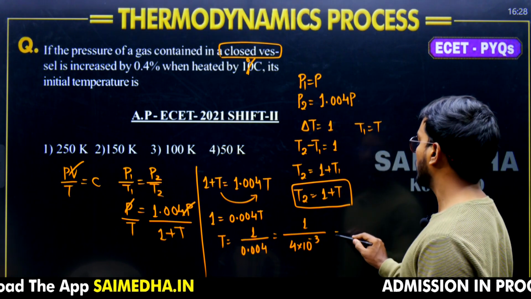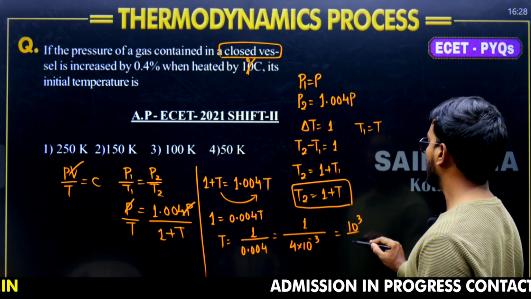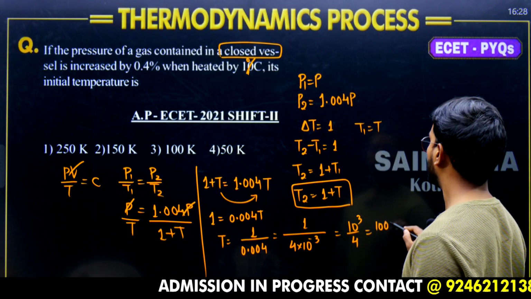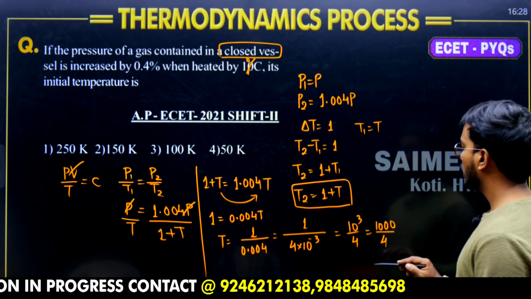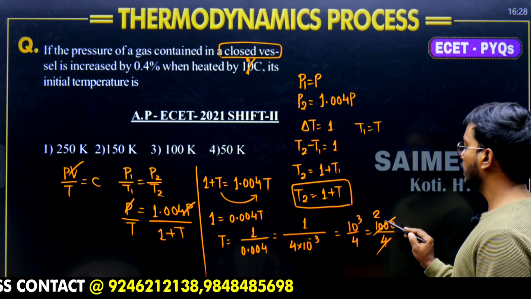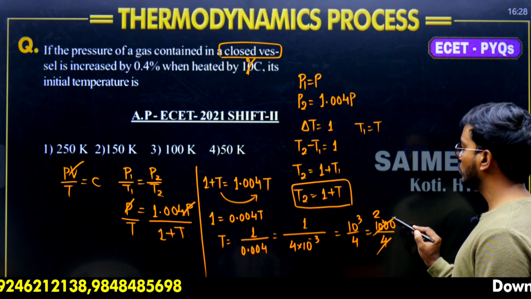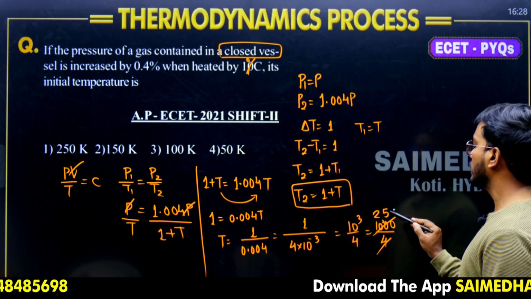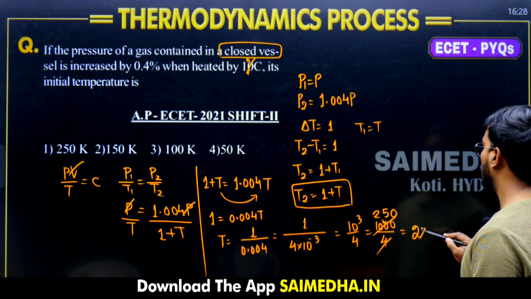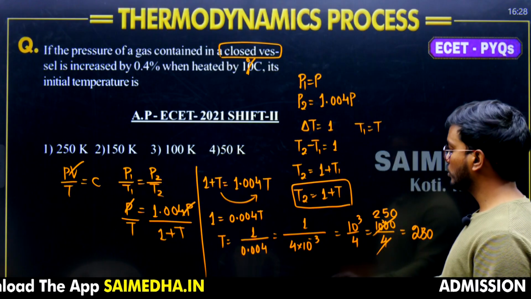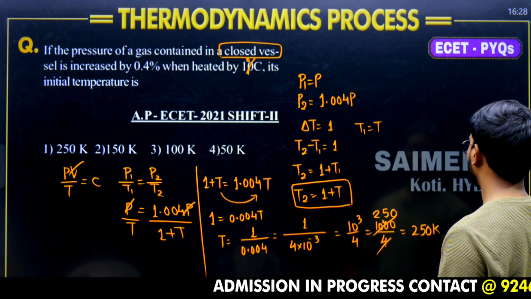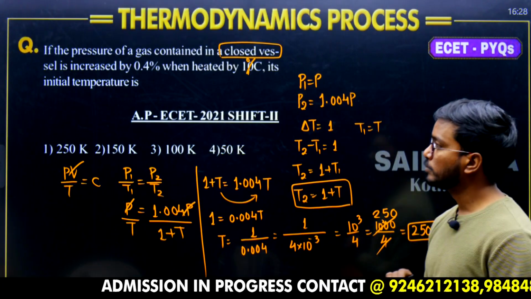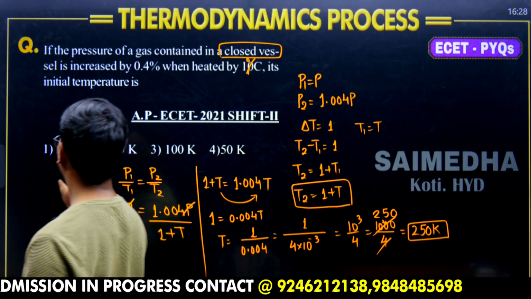10 power minus 3 goes to the numerator. 1000 divided by 4. Okay, what is the 4 ones are? 4 twos are 8. Remaining is what? 2. 4 fives are 20. 250. So this is your answer. 250 degrees Celsius or 250 Kelvin. This is 250 Kelvin is going to become your correct answer.